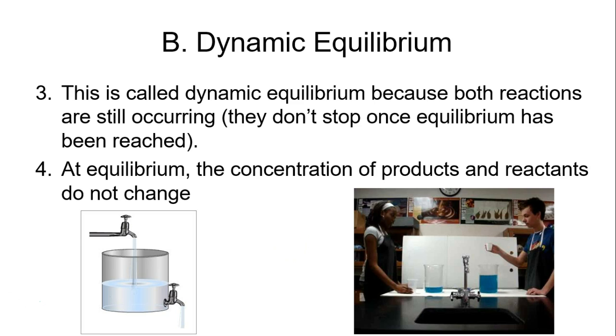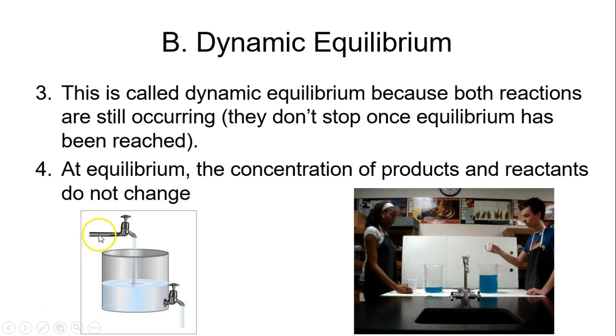All right. This is called dynamic equilibrium because both reactions are still happening. They have not stopped. Okay, they do not stop. An equilibrium has been reached. So at equilibrium, the concentration of the products and the concentration of the reactants do not change. The specific molecules within them are changing, but the amounts aren't changing because their rate has equaled out.